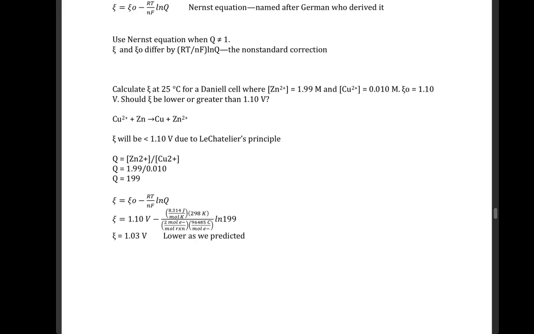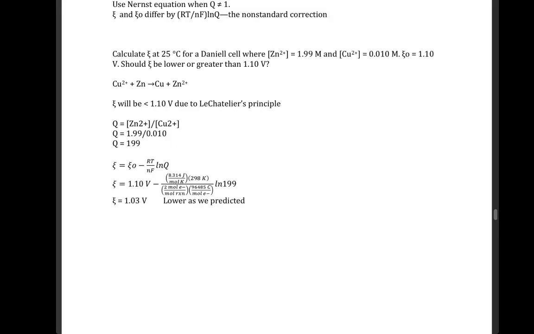If you look at units, you see they all cancel out. No, I'm wrong. We end up with joules per coulomb, which is volt, for all those units, times ln of 199. So we're subtracting that from 1.10 volts, and we get that the potential is 1.03 volts, lower just as we expected.